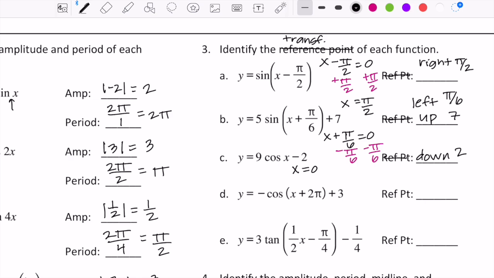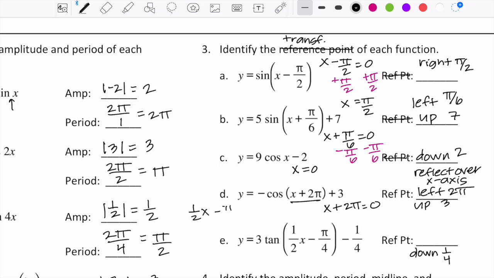This one, we have a reflect over the x-axis. And then we also have an up 3. And then we set this part equal to 0 and subtract. So that's going to be left 2 pi. E, we are going to do down 1/4. And then we just need to set this whole thing equal to 0 and solve for x. So I'm going to move the pi over 4 to the other side.